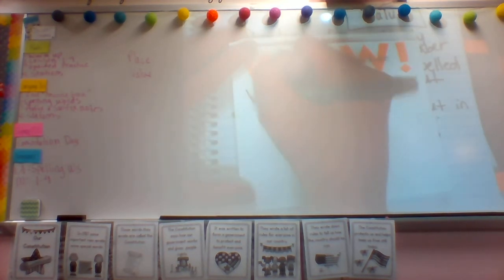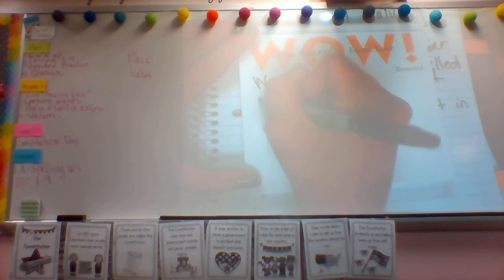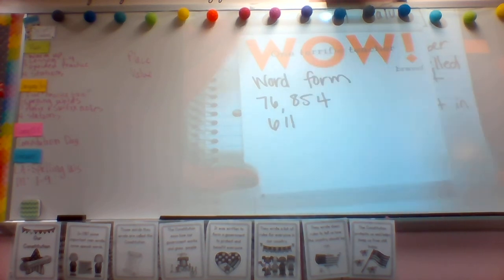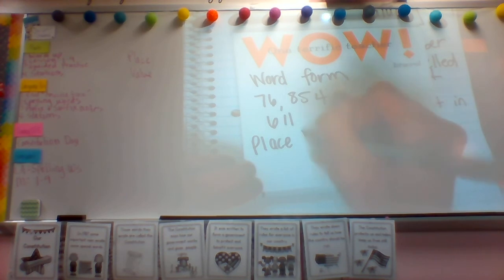And then if you can write the word form of these two numbers, and then draw place value blocks to show these numbers.